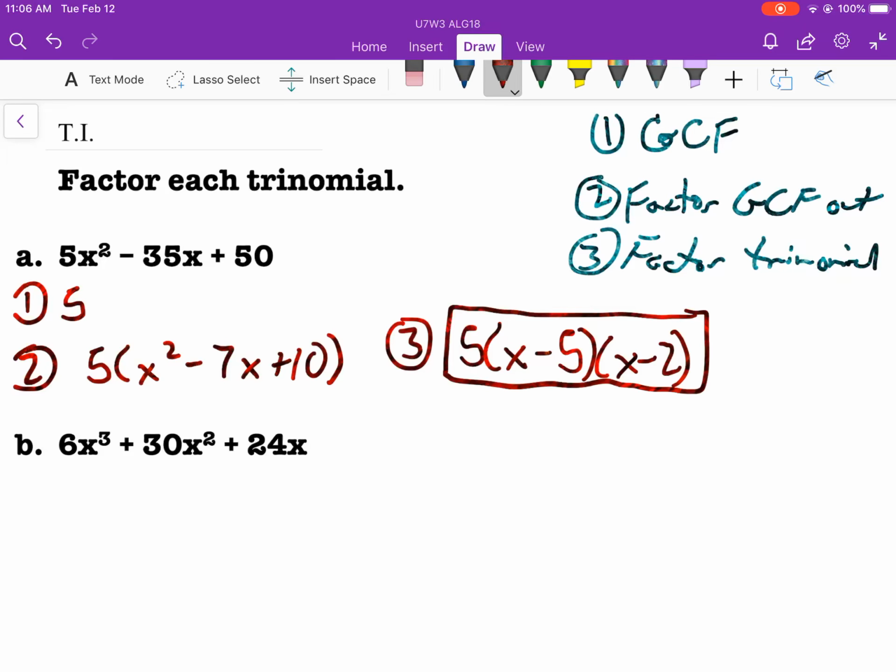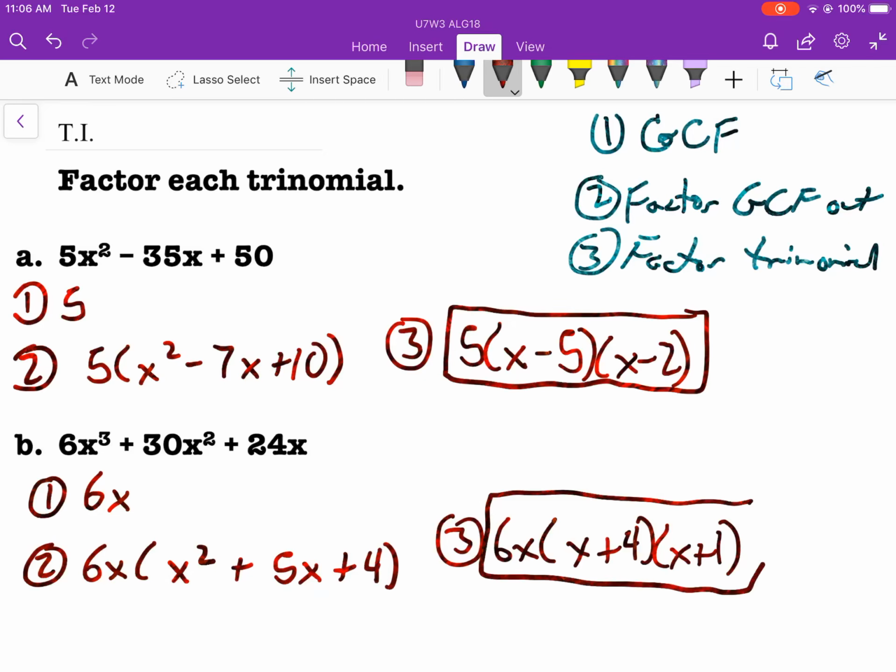Done. Second one, is 30 divisible by 3? Yep. By 6? 30 divisible by 6, absolutely. Step number 1, GCF is 6x. Factor it out. We have 6x times x squared plus 5x plus 4. Two numbers that multiply to 4 and add to 5 would be 4 and 1. We would have 6x times x plus 4 times x plus 1. Done.